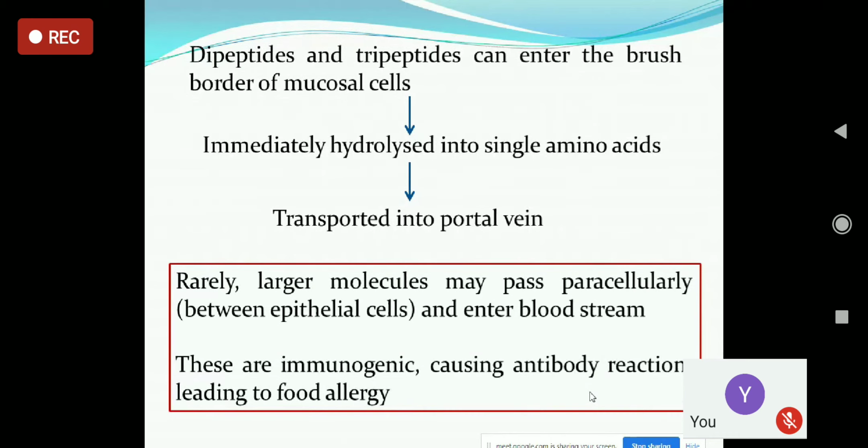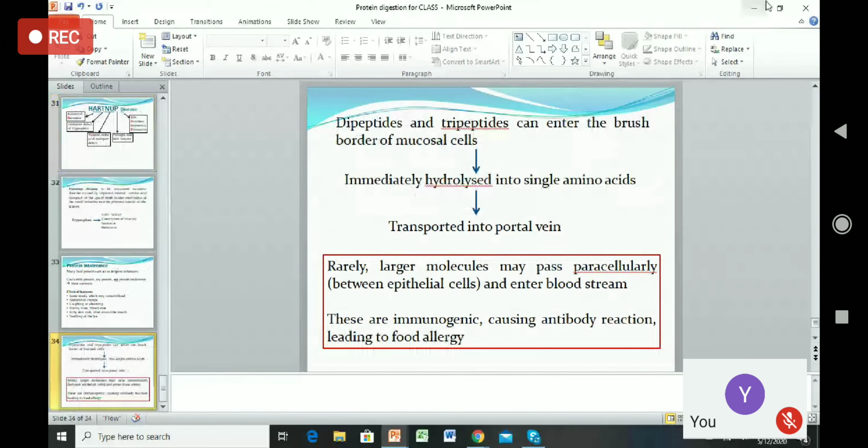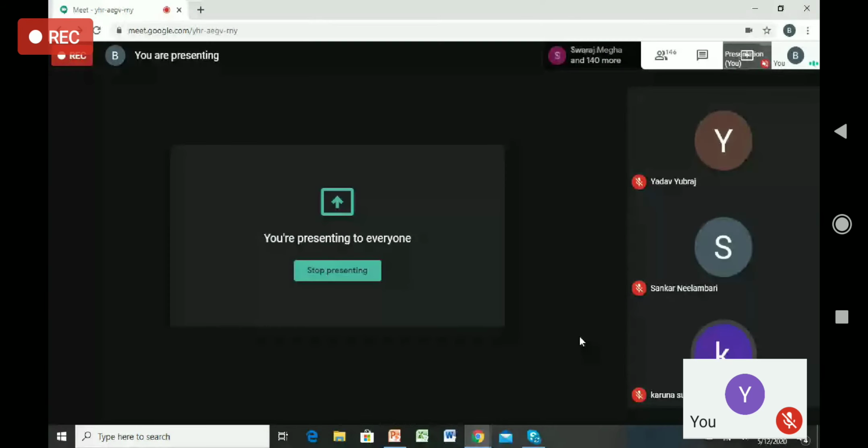So there is one more enzyme in protein digestion, renin. You please find out about this. It is found in the stomach of infants and children, but is absent in adults. So this completes our protein digestion. Now moving on to digestion of the dietary lipids.